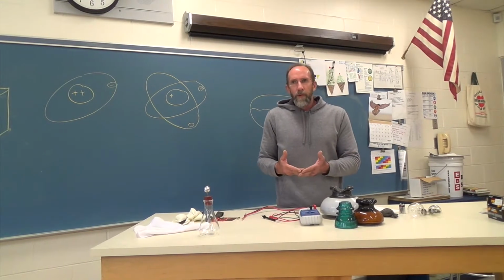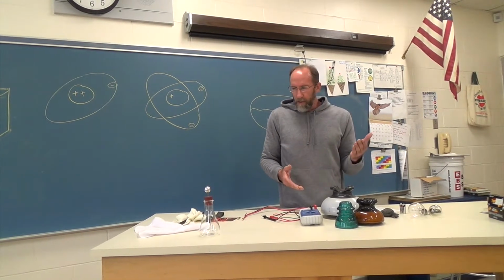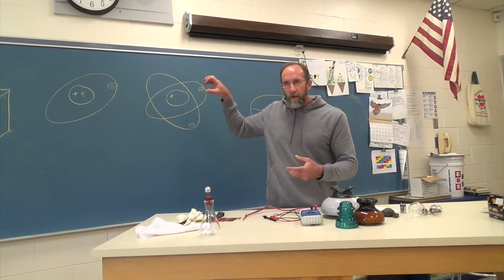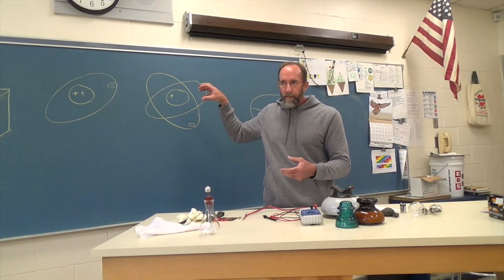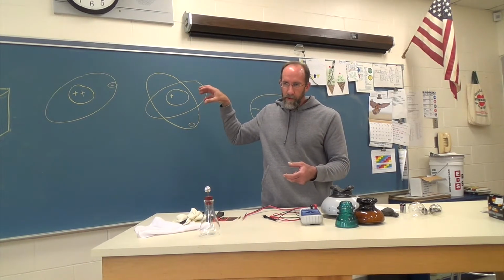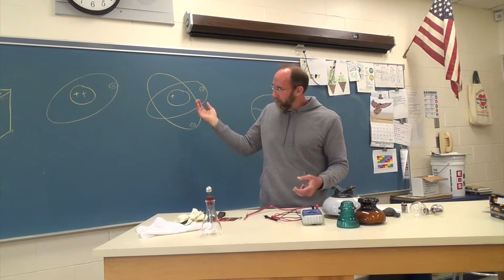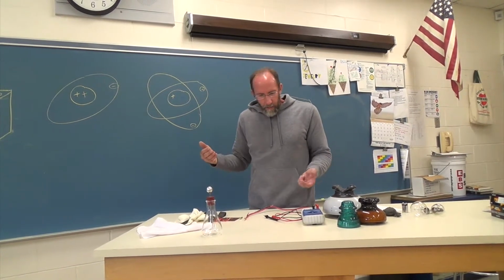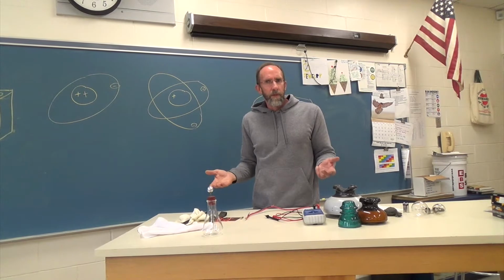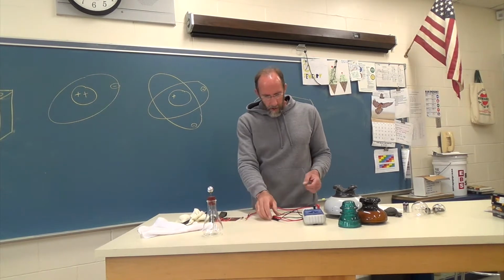It flows through things that are good conductors. Conductors have a lot of electrons that are not firmly attached to the nucleus. They're free-flowing, and they allow those electrons to flow. So examples of good conducting materials are mostly metals. Pretty much all metals conduct.